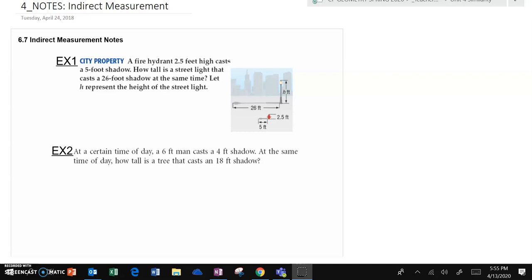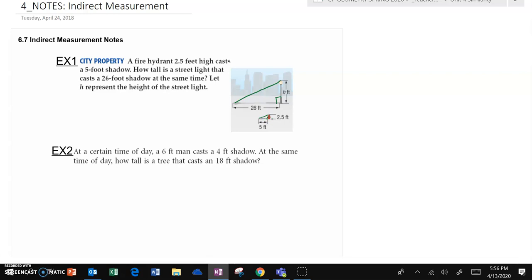It says a fire hydrant 2.5 feet high casts a 5-foot shadow. How tall is a street light that casts a 26-foot shadow at the same time? Let H represent the height of the street light. As you can see, the diagram's already drawn for us. So I'm going to go ahead and just complete our triangles. It's a right triangle right there so that we can set up our proportion.